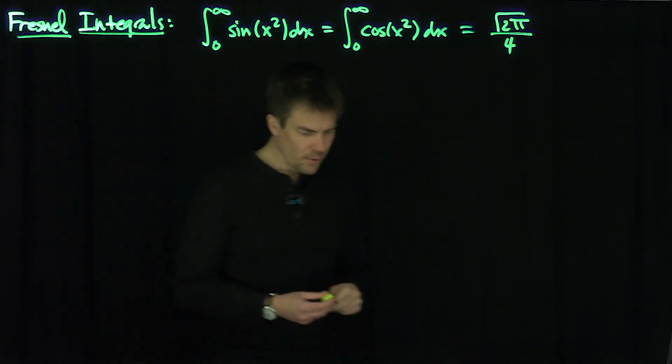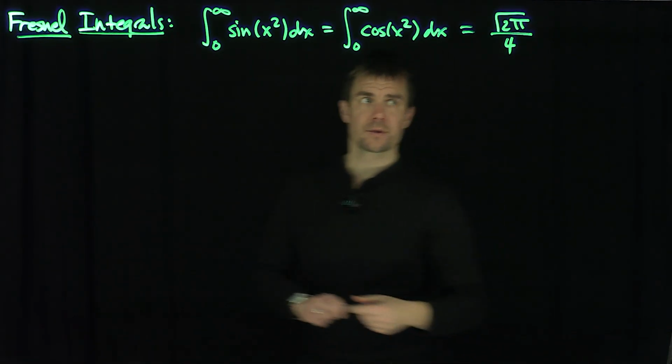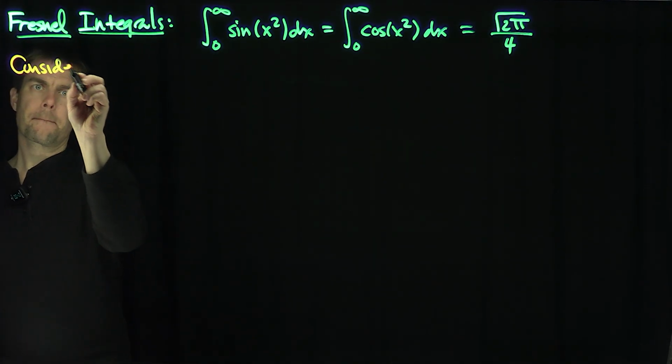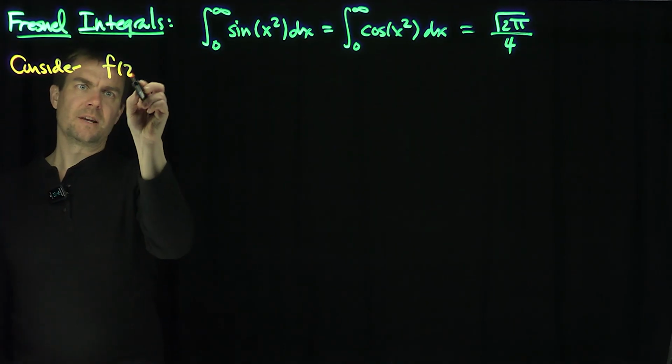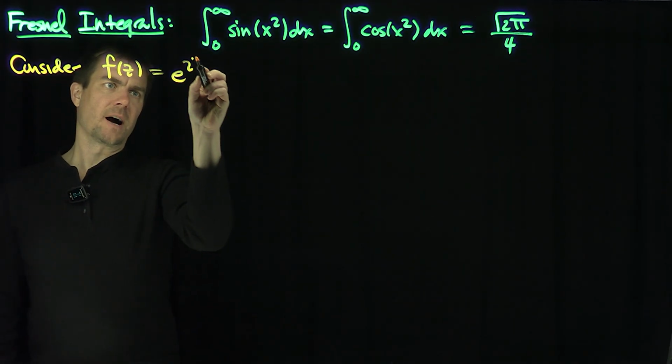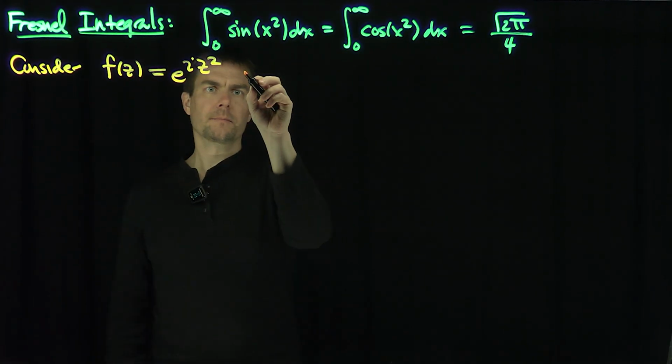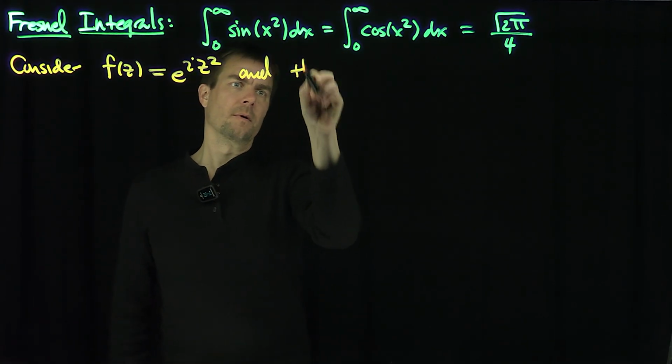How do we prove this? We prove this via contour integration. So let's consider the function f of z is e to the i z squared, in the following contour.